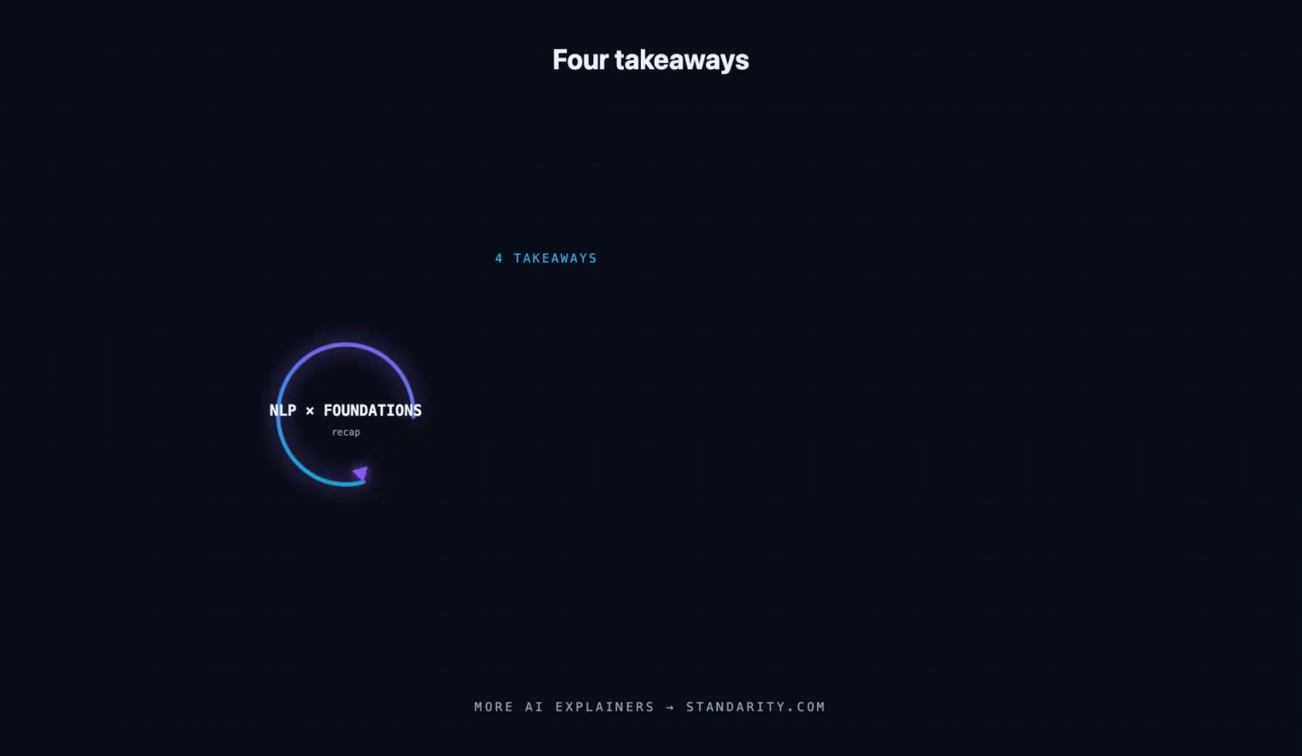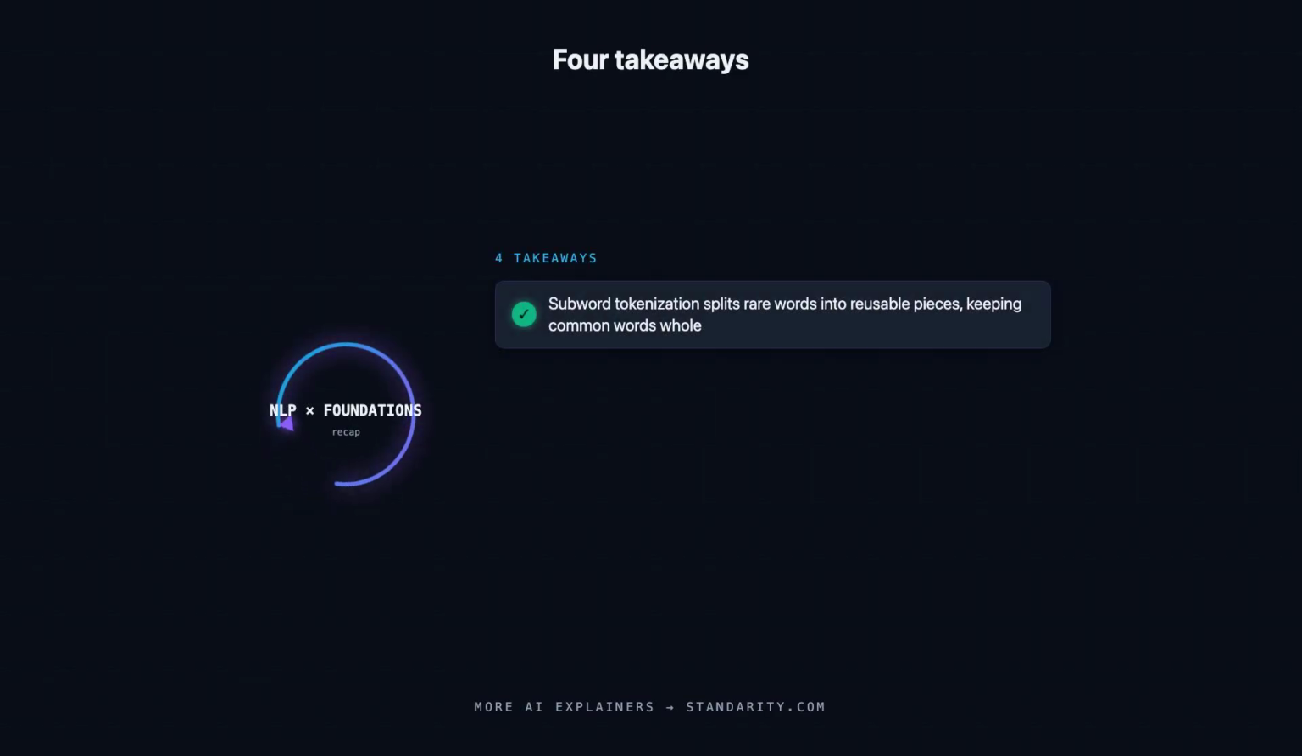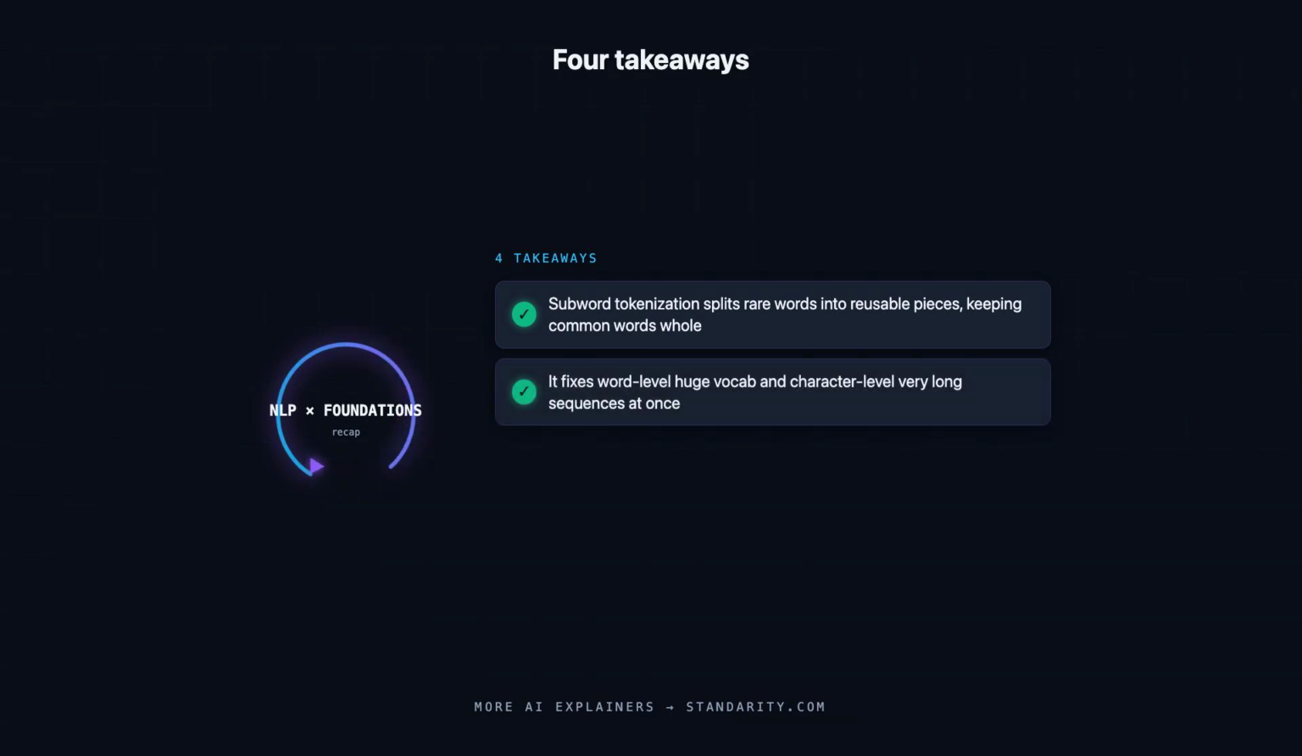All right, let's lock in what matters. Subword tokenization breaks rare or unknown words into smaller reusable pieces while keeping common words whole. So a model handles any word with a modest, fixed vocabulary. It escapes the bind of the alternatives. Whole word tokens blow up the vocabulary, and character tokens make sequences painfully long, while subword lands neatly between them.